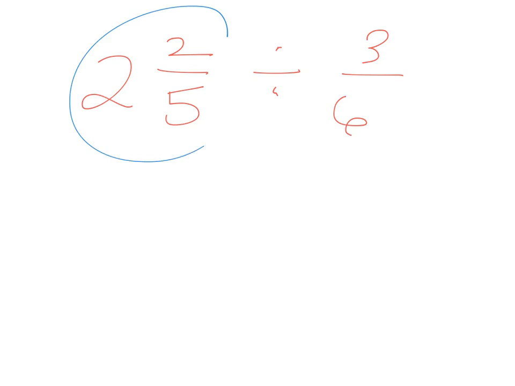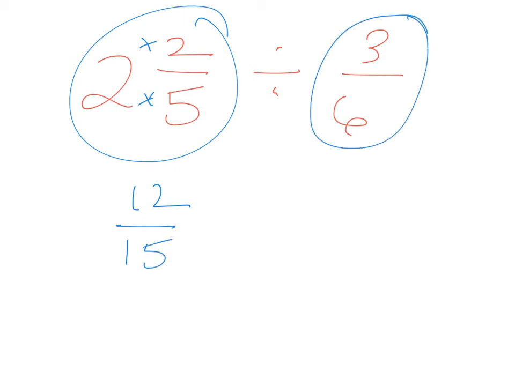Similarly, if you had 2 and 2/5 divided by 3/6, again, you would change this mixed number into an improper fraction. So you go 2 times 5 is 10. Then you go plus 2. So that would be 12 over 5. Okay, and then with division, we swap the numerator and the denominator of the second fraction. So it would be 6 over 3. And then we multiply.